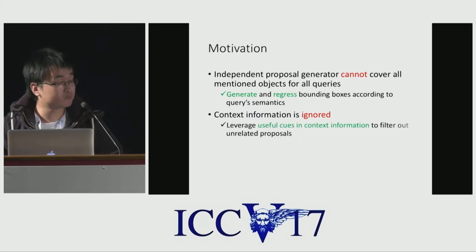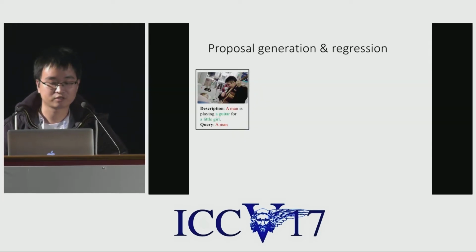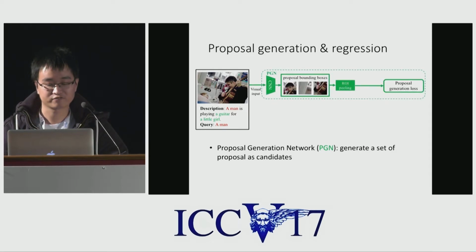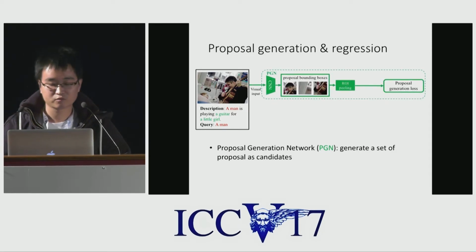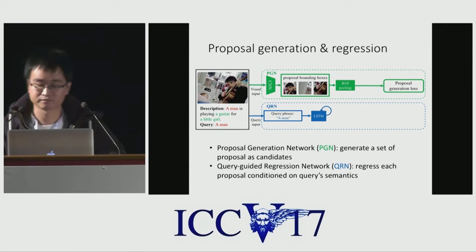Based on these 2 motivations, we propose a QRC network, which contains 3 parts. The first one is called the Proposal Generation Network, which tries to generate a set of proposals and uses ROI pooling to extract visual features. The second one is called the Query-guided Regression Network, which tries to regress each proposal based on the query semantics. We feed both language and visual features and try to predict both the regression parameters and probability distribution.